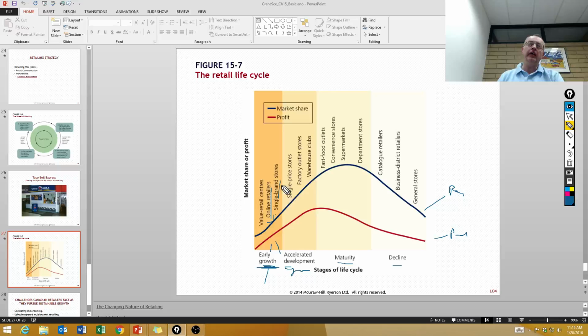Okay, and then we have some of these retail concepts that are in the growth stage: single price stores, so I guess that's like the dollar stores, factory outlet stores, and warehouse clubs. I thought they would be kind of at the mature stage, but okay.